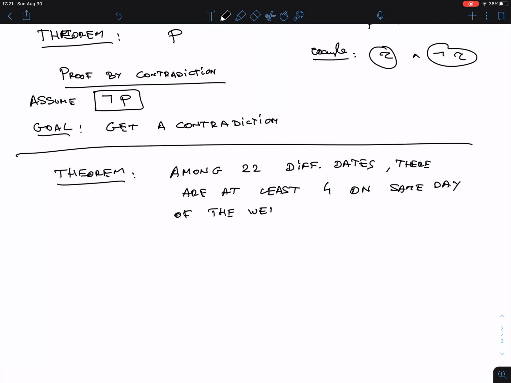If I give you 22 dates, let's say, for simplicity, everybody's birthday, what I'm claiming is this: if there are 22 people in the class and nobody has the same birthday, which is not so probable, there could very well be 2 people with the same birthday, but let's assume nobody does, then I'm claiming 4 of these people have their birthday on the same day of the week, meaning Monday, Tuesday, and so on to Sunday. Okay, so proof by contradiction.